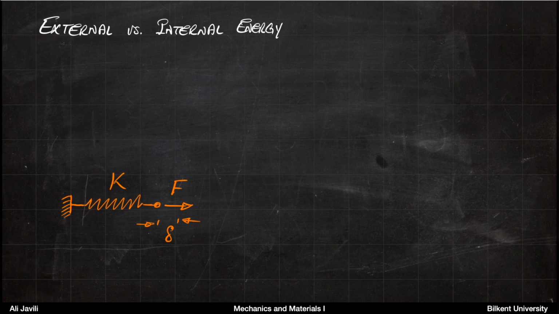You can think of a spring. It's fixed on the wall on the left-hand side. It has a spring constant K, and you apply a force F to the spring, and also you can imagine it would change its length as much as delta. So delta is the change of length.